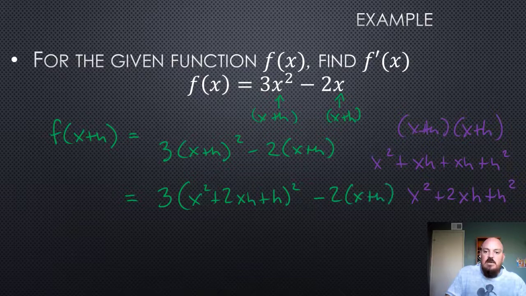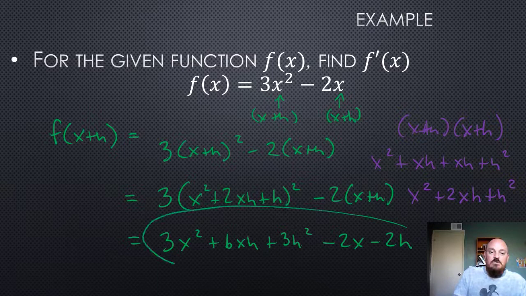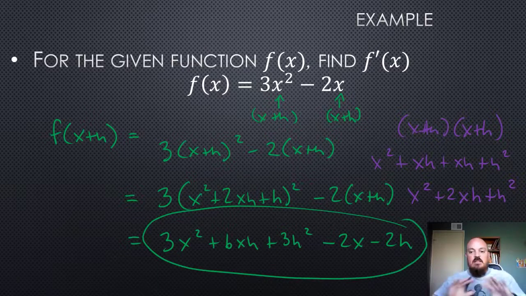We're going to distribute the 2 anyways, but we'll just distribute the 3 and the 2 at the same time. So if I distribute the 3, I get 3x squared plus 6xh plus 3h squared. And then if I distribute the negative 2, I get negative 2x minus 2h. So I'm going to remember all of this. All of that was the first step that I'm going to use. I did that work separately because I wanted to have it done. So let's go and finish the question.